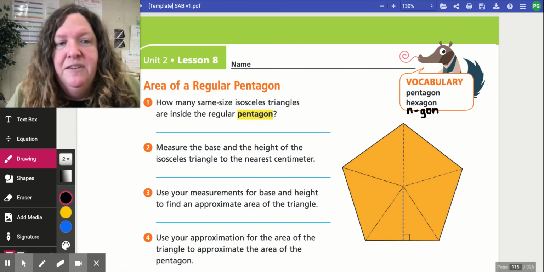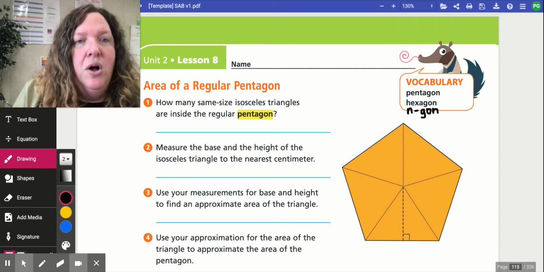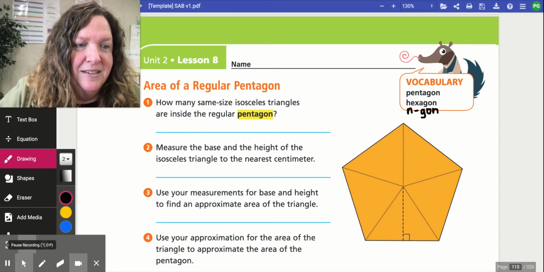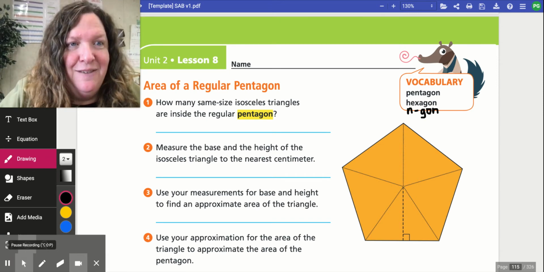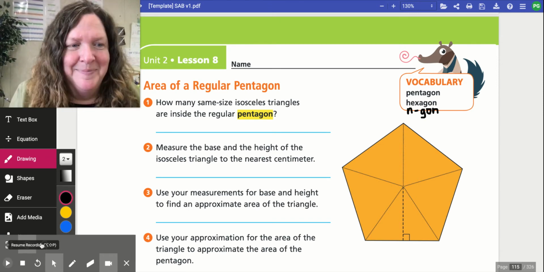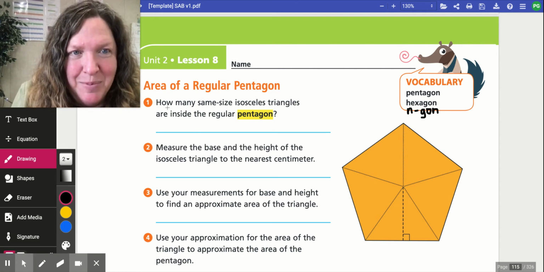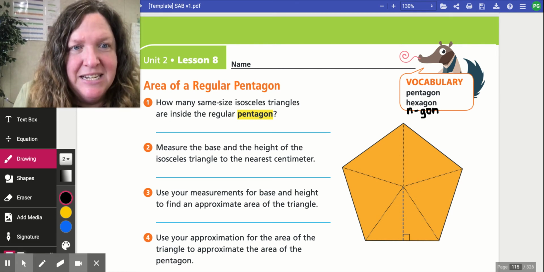So please, if you don't have your book with you, pause the video, open up your book to page 83 and 84. All right, here we are. We're on number 1, Unit 2, Lesson 8.